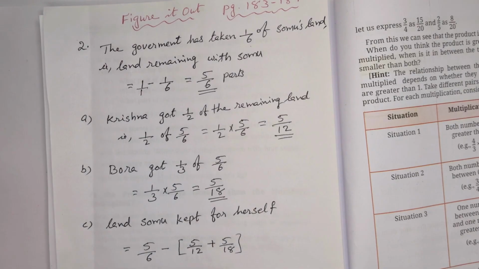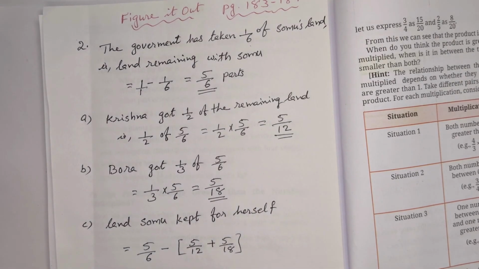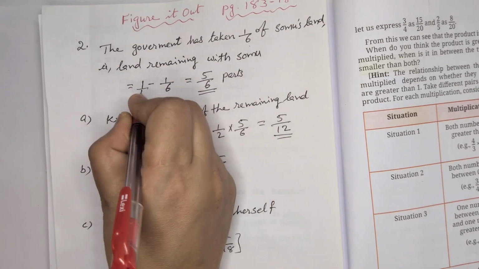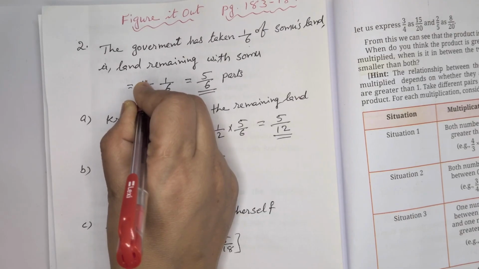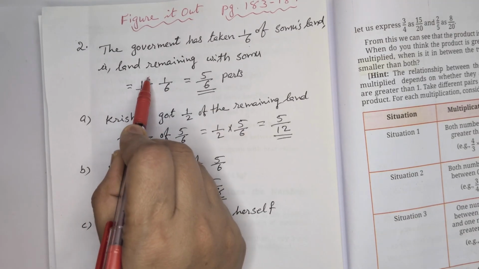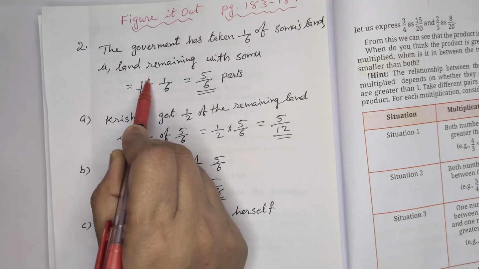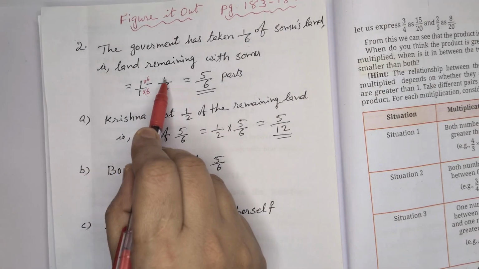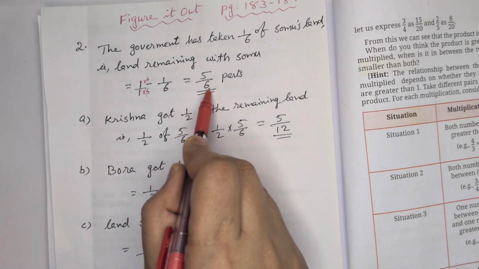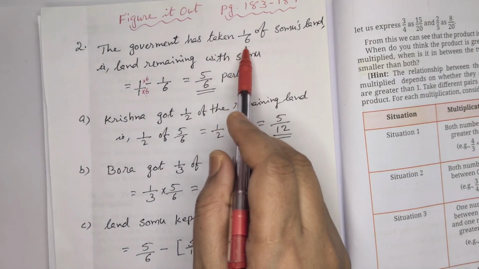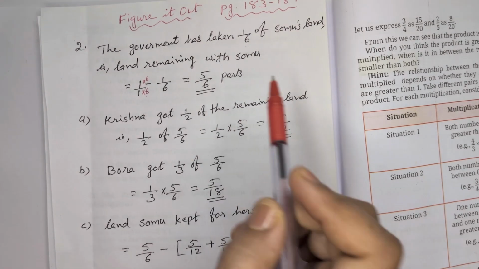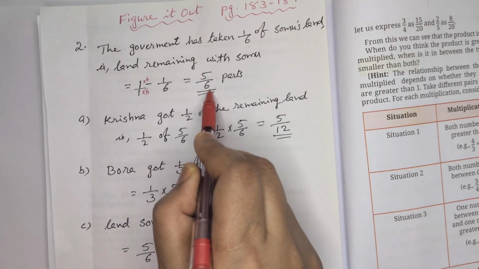And if we want, we can multiply or take the LCM. LCM means 6 is the LCM. So multiply up and down with the 6. So it will come 6 by 6. The full portion means 6 by 6. That minus 1 by 6, we will get 5 by 6. So 1 by 6 of Somu's land the government has taken, then the remaining is 5 by 6.